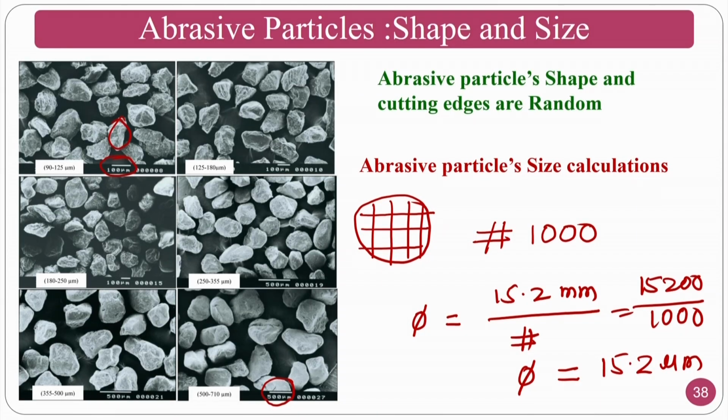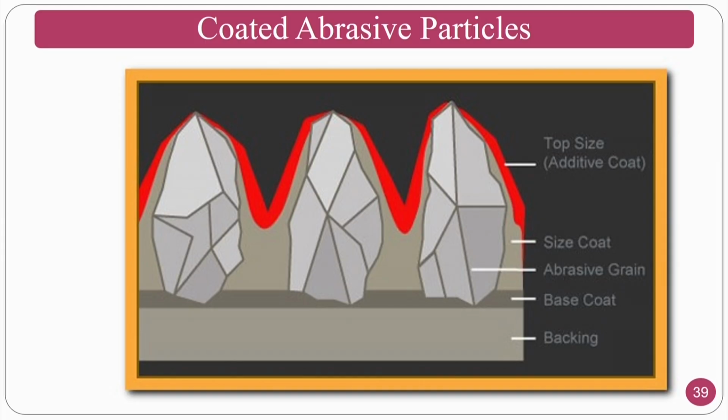Once you know the abrasive particle size, you have tables for when you call it a coarse particle, a fine particle, or a super fine particle. If the particle size is very small, then you can call it a super fine particle. There are varieties of abrasive particles, and some applications require coated abrasive particles. So, people also use coated abrasive particles.